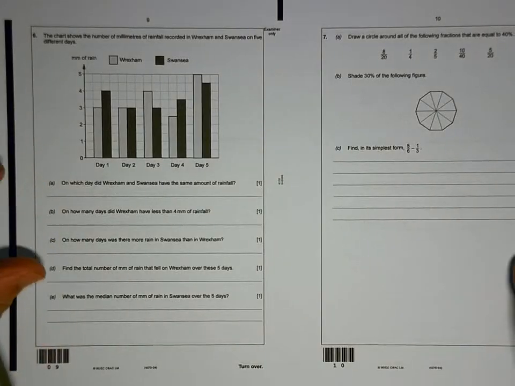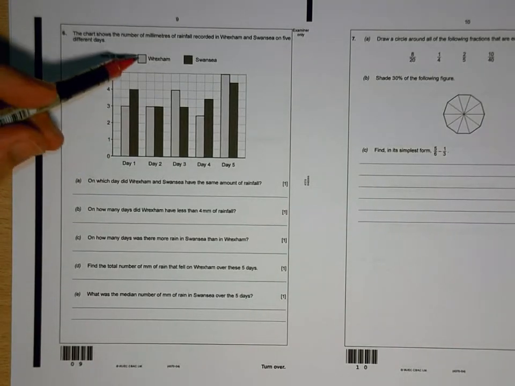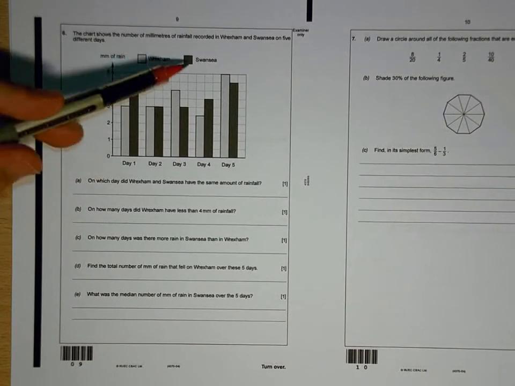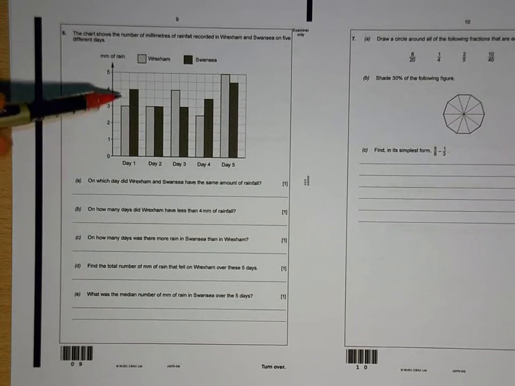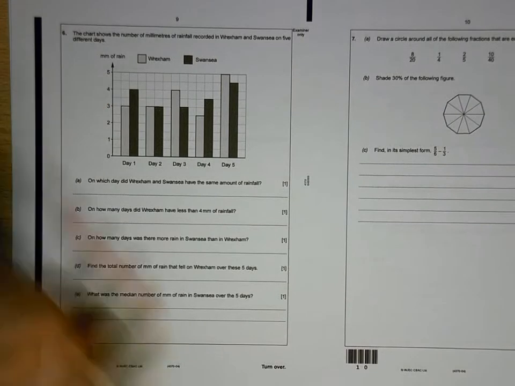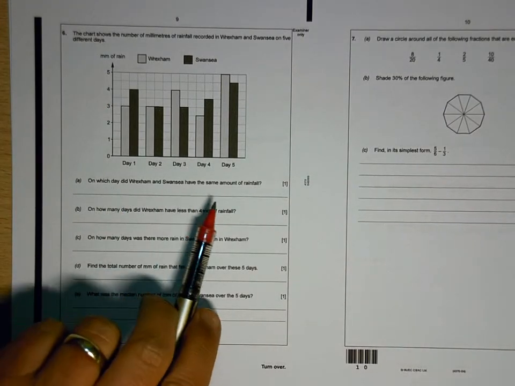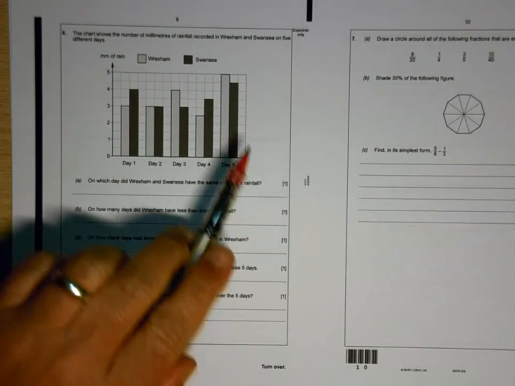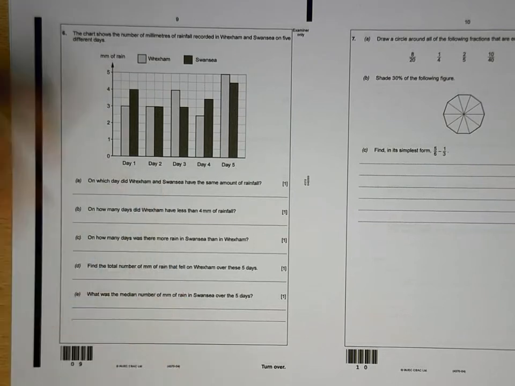Question 6. The chart shows the number of millimeters of rainfall recorded in Wrexham and Swansea on 5 different days. So the light grey is Wrexham, and on the same day the dark grey is Swansea. So on the first day, that's telling us that 3 millimeters of rain fell in Wrexham, 4 millimeters fell in Swansea. On which day did Wrexham and Swansea have the same amount? So you're looking for where the heights of the bars are the same, which is day 2.